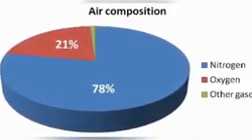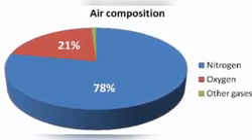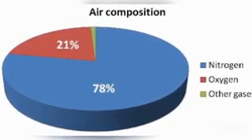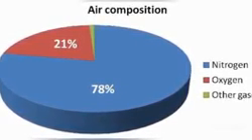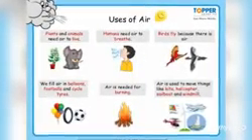Air composition. We know that air is a mixture of gases. It contains about 78% nitrogen and 21% oxygen, and the remaining 1% is made up of other gases.